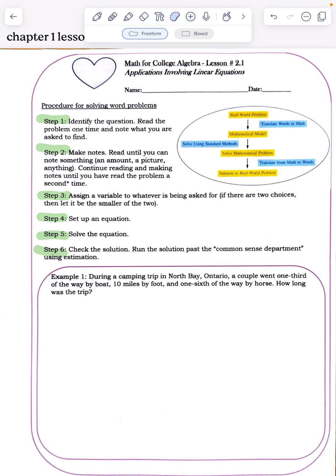Hey everyone, so this is an online video to teach you guys lesson 2 in our chapter 1. So you should be given this handout from the sub and we will fill it out in this video.